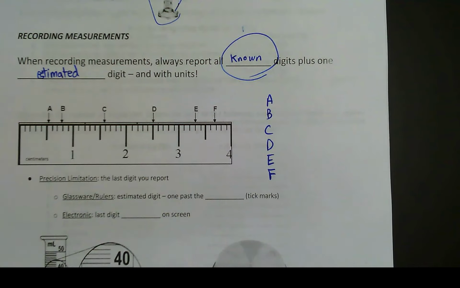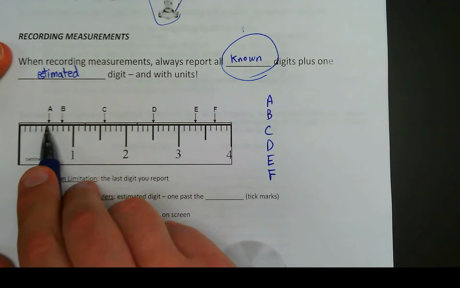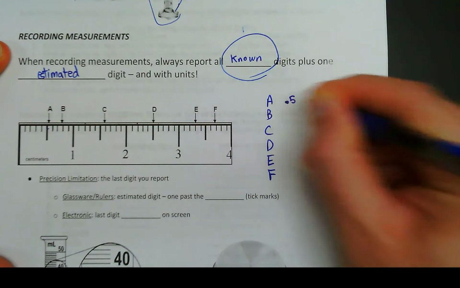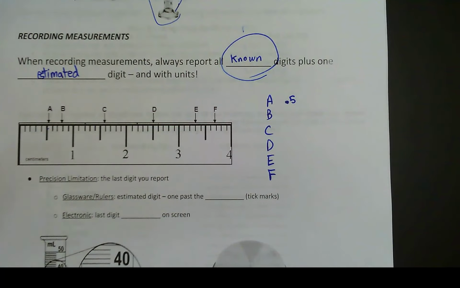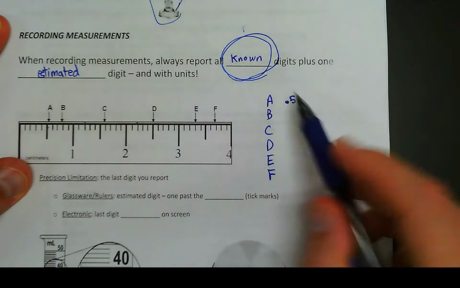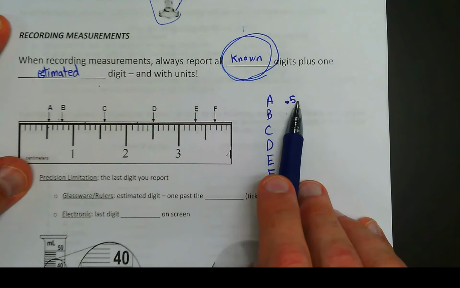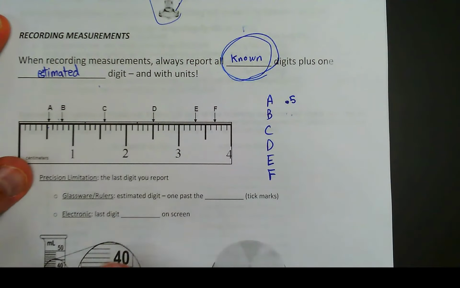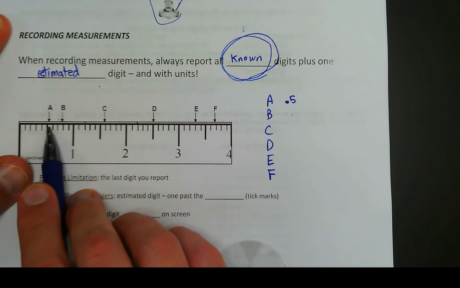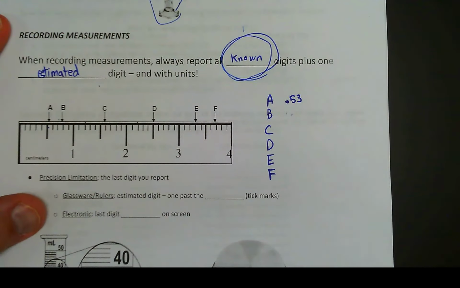But if you look at letter A, guys, letter A is a little bit more than 0.5. If all you did was put 0.5, you got it wrong. You put the known digits, yes, but did you estimate 1 additional digit? No, because it should have another number after the 5. And don't worry, we're not going to get nitpicky as teachers. I think it's maybe 0.52 or 0.53. But as long as you're close, you're going to get credit for it.